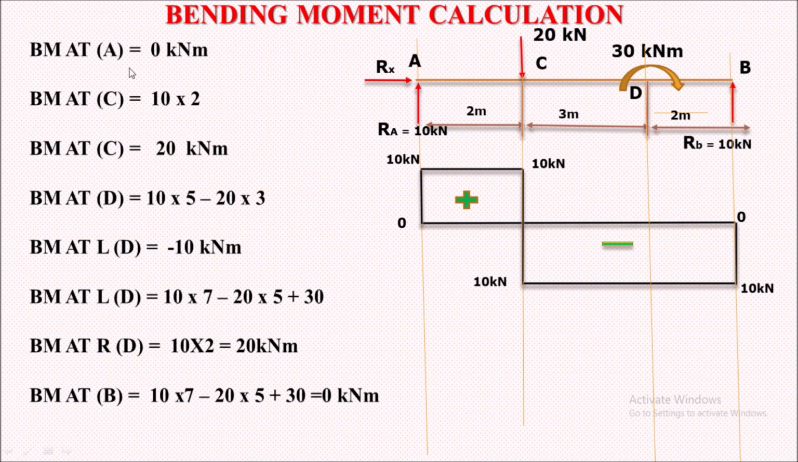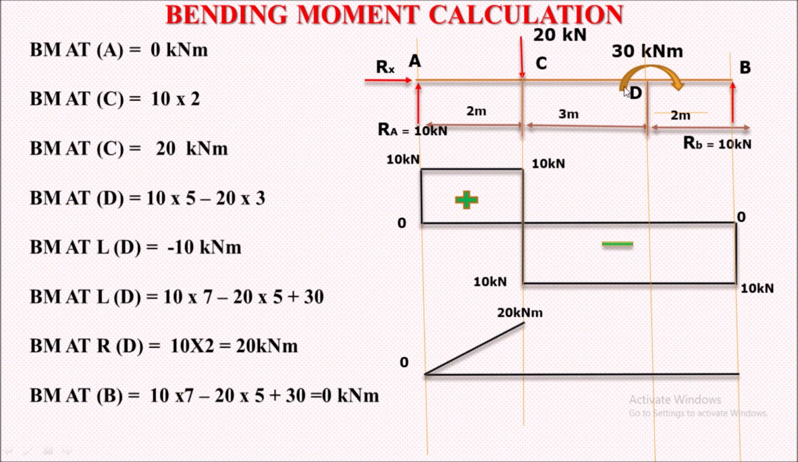Bending moment at point A. The 10 kilonewton load is at distance 0 from point A, so 10 into 0 will become 0 kilonewton meter. So at point A we have a bending moment of 0 kilonewton meter. Now at point C, if you see to the left we have a 10 kilonewton load acting at 2 meter distance. This 10 kilonewton load will create a clockwise moment. So 10 into 2 will become 20 kilonewton meter, positive magnitude. So we have 20 kilonewton meter at point C.